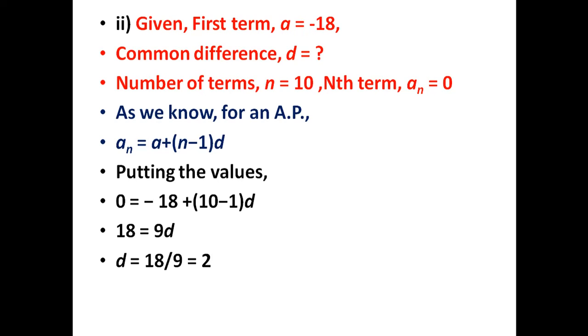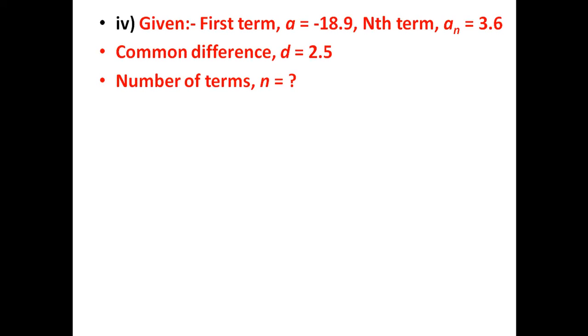So an is 0, so substitute 0 here, equal to minus 18 in the place of a, plus n minus 1, so 10 minus 1, into d. d is the unknown one. Putting 18 to the other side of the equal sign, it becomes plus 18, equal to 9d. To find d, remove the 9 from there and divide 18 by 9, which equals 2. So the d value is 2.